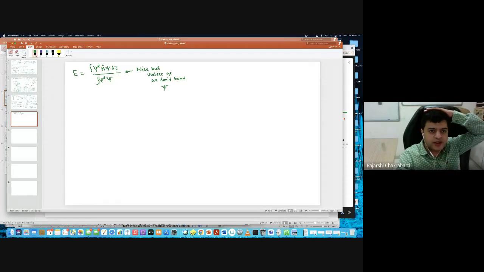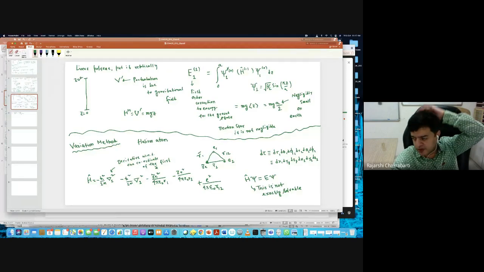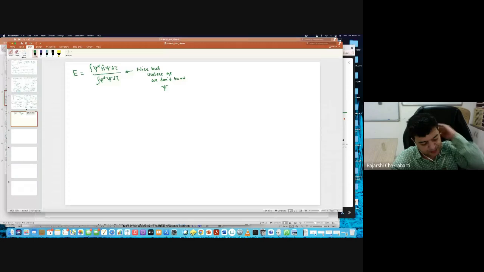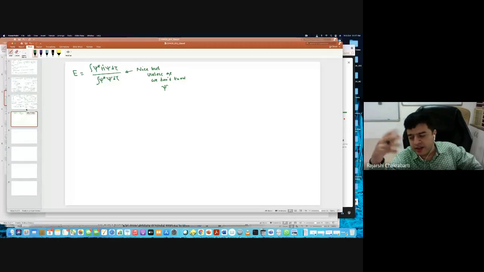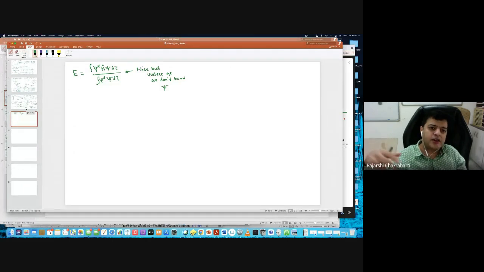Why? Because I don't know psi. If I don't know psi, how can I calculate the energy? In order to know psi, I have to solve H psi equal to E psi, the time independent Schrodinger equation. But I cannot solve it in this case for the helium atom, because of this electron repulsion. People have tried to solve it analytically and could not. There are people who are still working on it. You can solve it on a computer, but let us do something else.